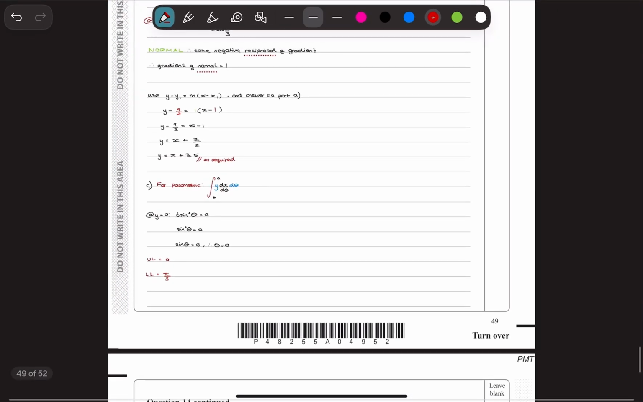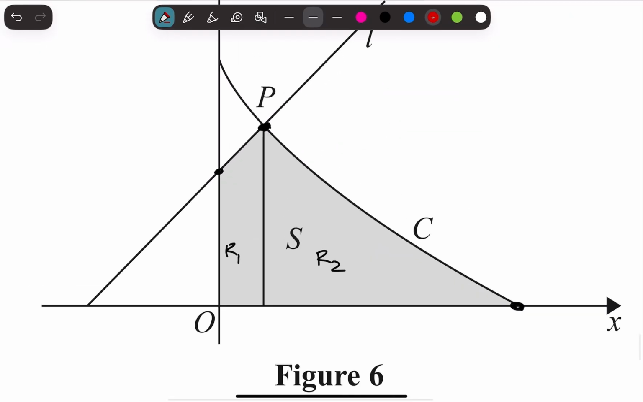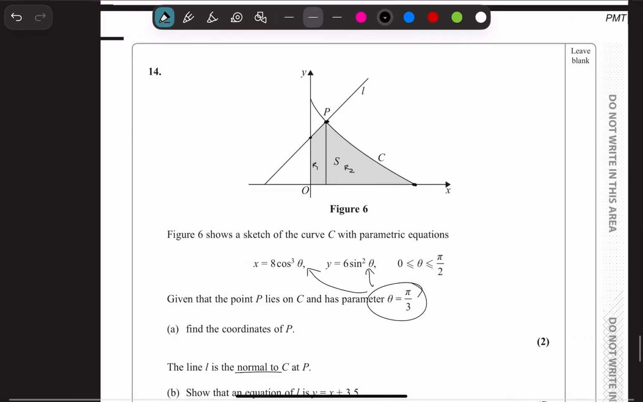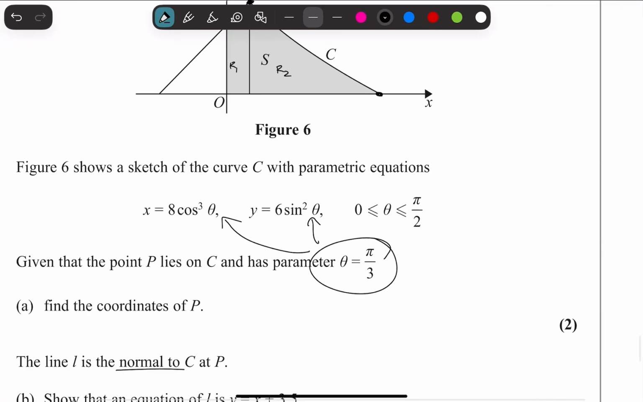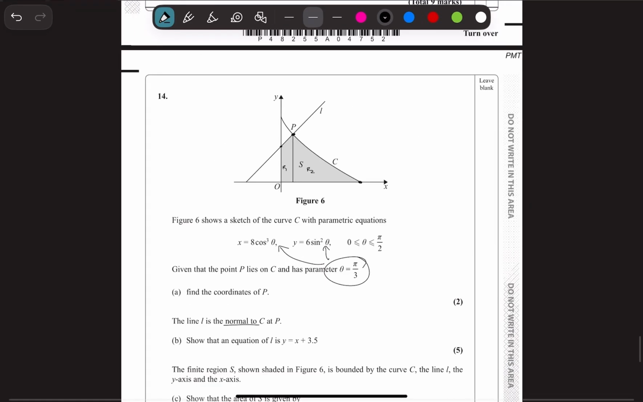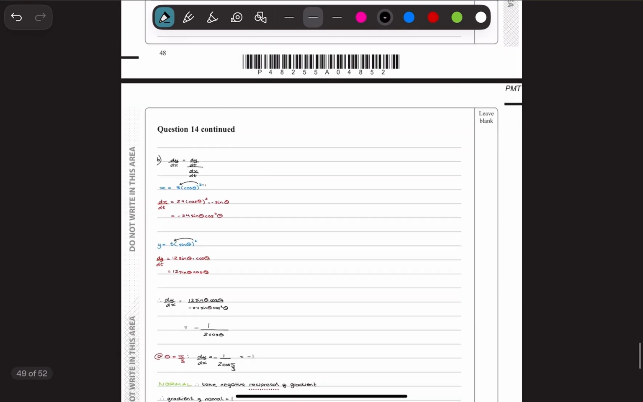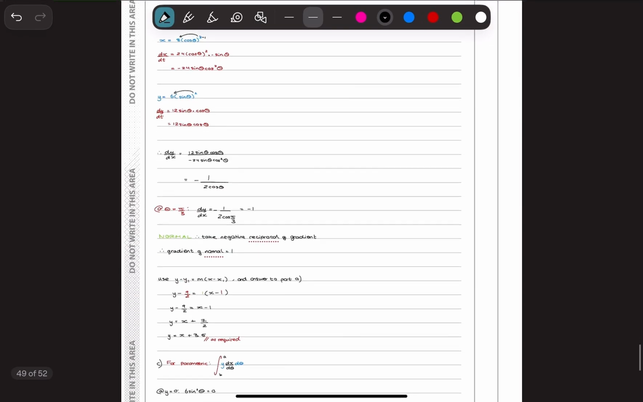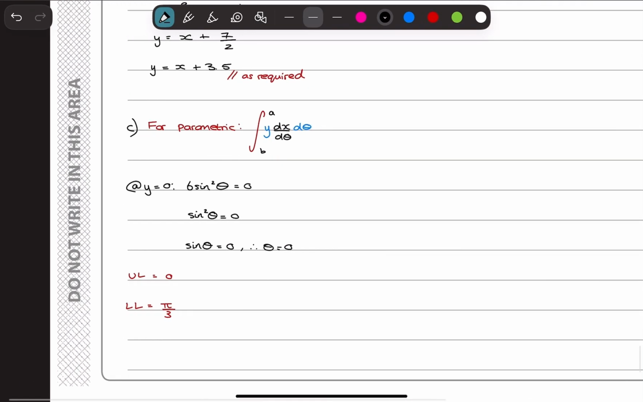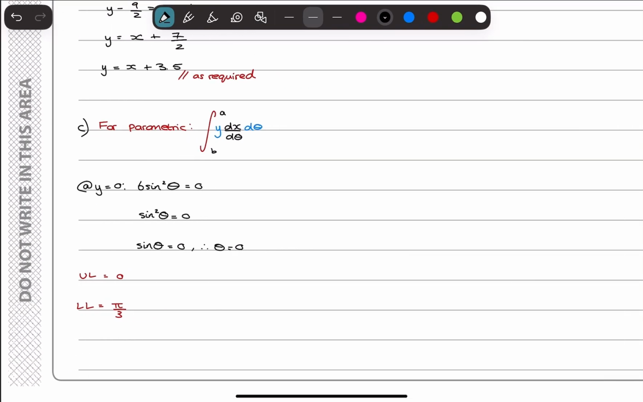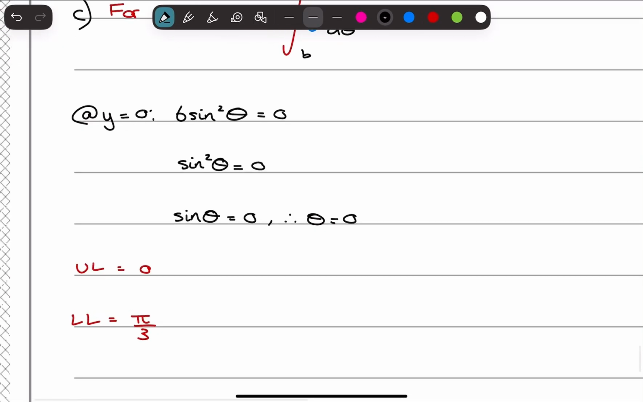So now we need to find this point in terms of theta, right? This black point here. And we already have that, because it's point P. Theta is pi over 3 at this point. And the reason why I switched the limits, so 0 being the upper limit and pi over 3 being the lower limit, might seem quite strange because 0 is smaller than pi over 3.